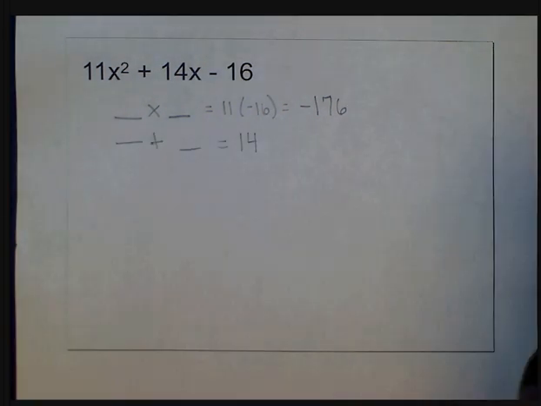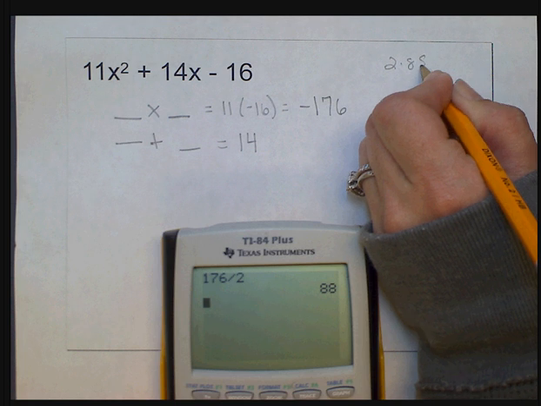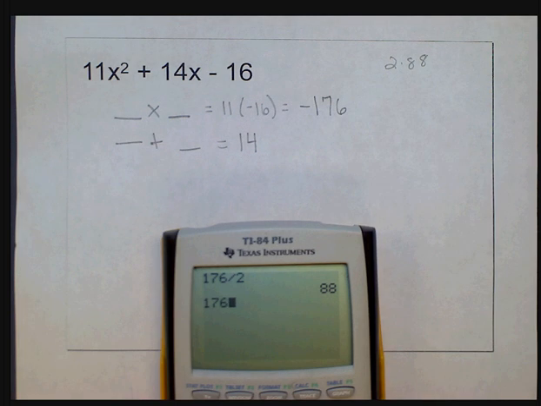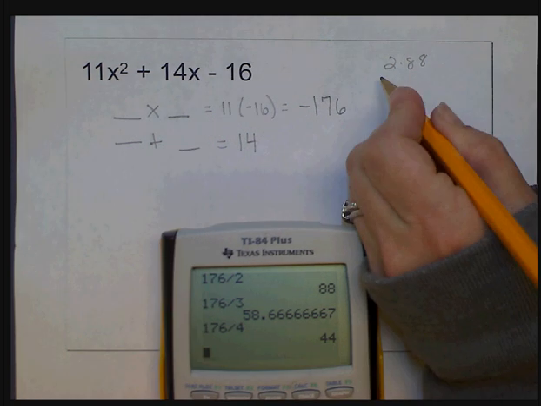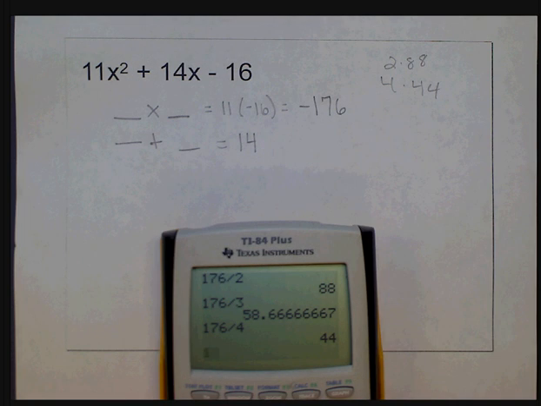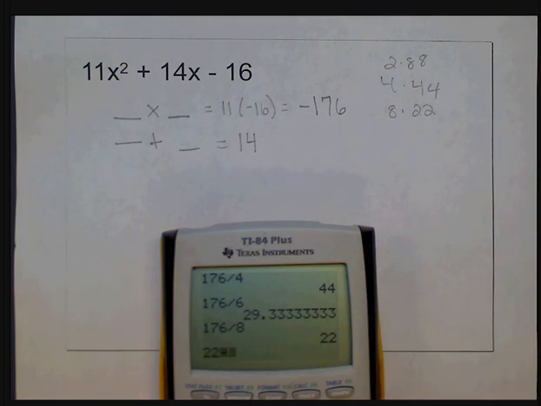So this one's a bigger number, so I would use my calculator to find the factors. So I'll do 176 divided by 2. So I get 2 and 88. And then 176 divided by 3 doesn't work. 176 divided by 4, 4 and 44. And then 5 won't work, so we'll go to 6. 6 doesn't work. 176 divided by 7 is not going to work. 8, 8 and 22. And I'm going to stop right there because if I take 22 minus 8, I get 14, and that's what I want to happen.